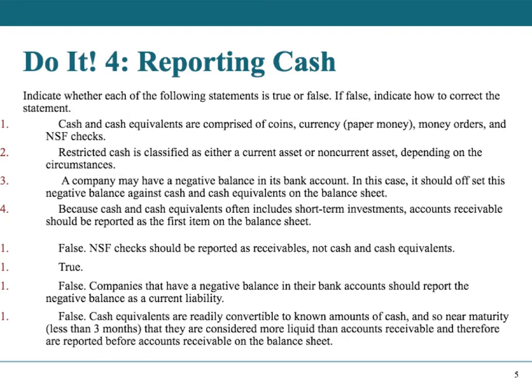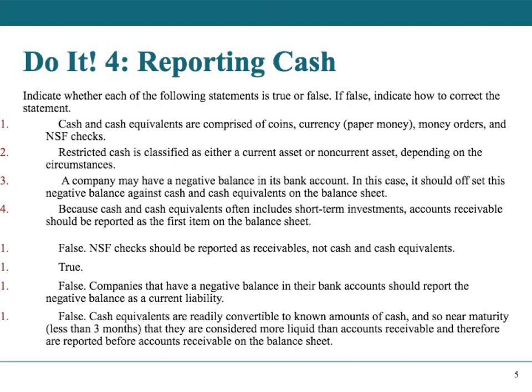A company may have a negative balance in its bank account. In this case, it should offset this negative balance against cash and cash equivalents on the balance sheet. This is actually not allowed. If you have a negative balance in the bank account, it should be reported as a current liability. Okay, so it will be in accounts payable as opposed to part of your cash, or you cannot net it against your other cash.